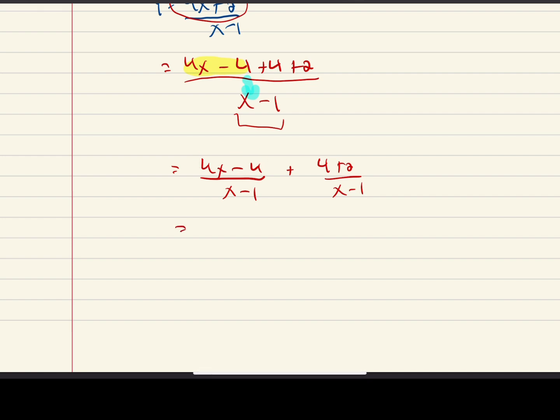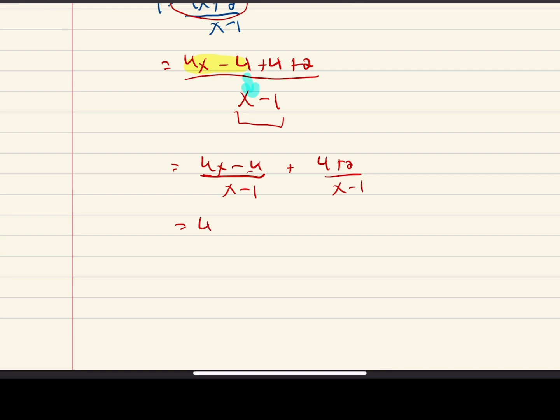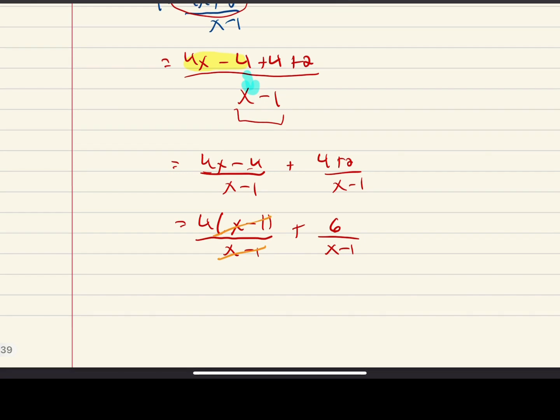And the reason is, if I factor 4 out of this equation, I can get 4 times x minus 1 over x minus 1 plus 4 plus 2, which is 6, over x minus 1. And this is good because now I can actually take the x out of the numerator. And now my final equation is 4 plus 6 over x minus 1. And this works because now this is my a, this is going to be my h, and this over here is my k. So now I can describe the transformations.